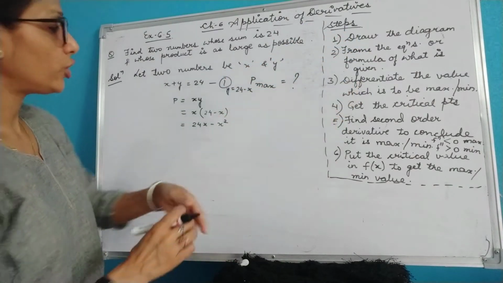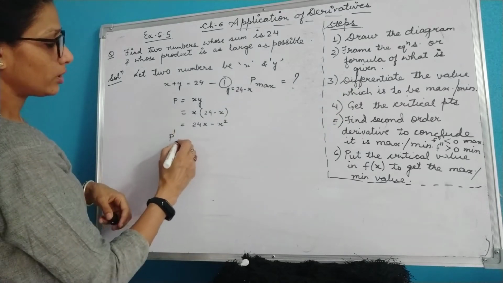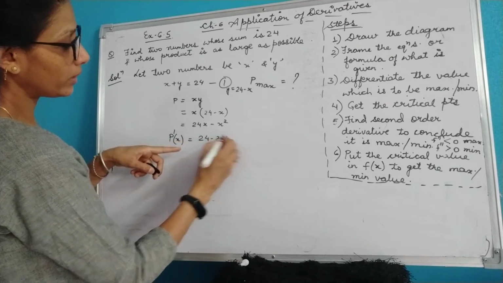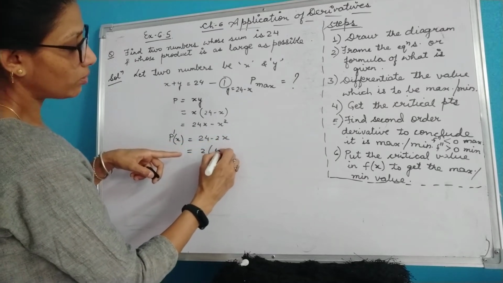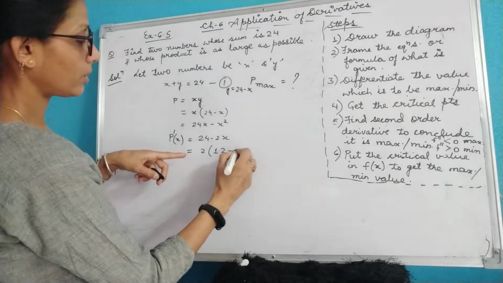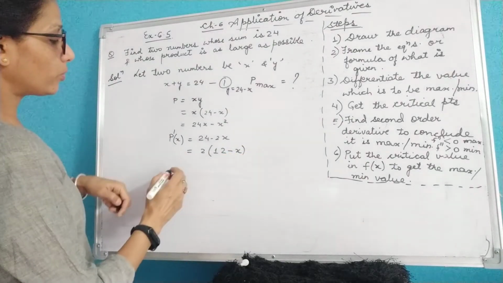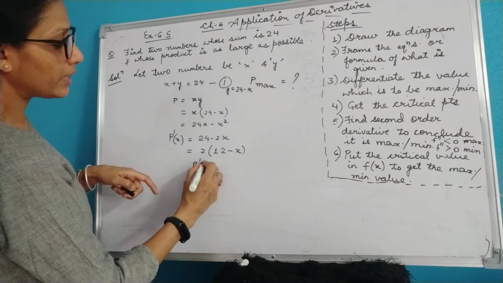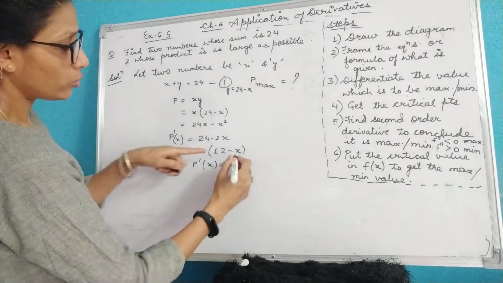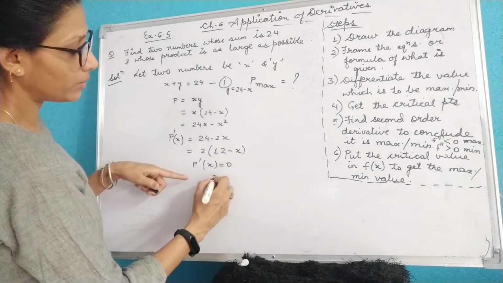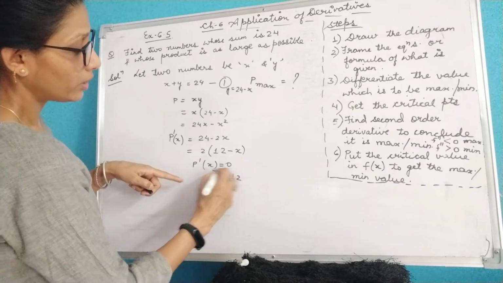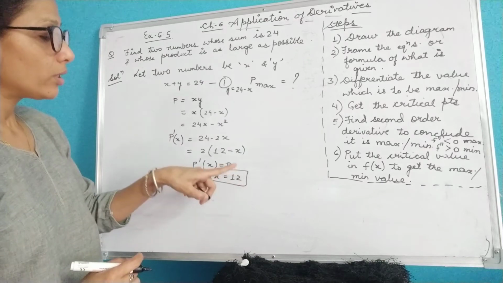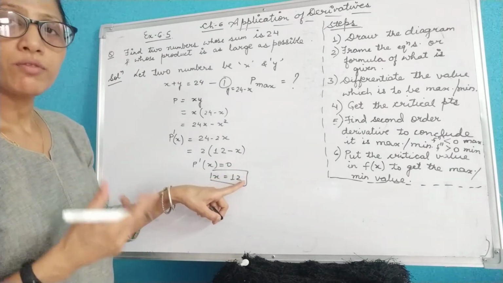Now I will be differentiating it. So p dash x will give me 24 minus 2x. 2 I can take common, so this is 2 times 12 minus x. Okay. Now if I want to calculate critical points, then p dash x equal to 0. So after putting this, I will be getting x equal to 12. Now this is the critical point which I am getting. Now will this value give me the maximum value or not?